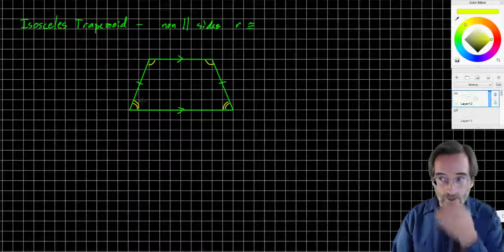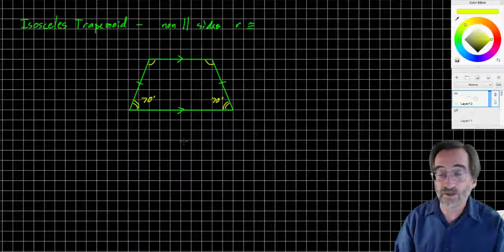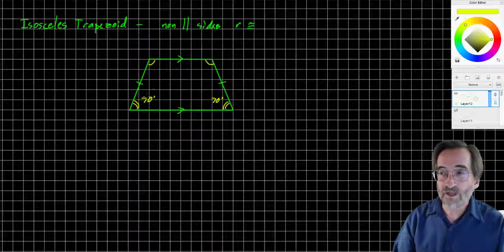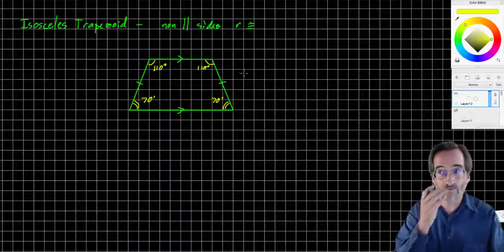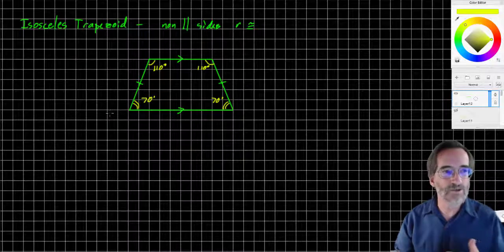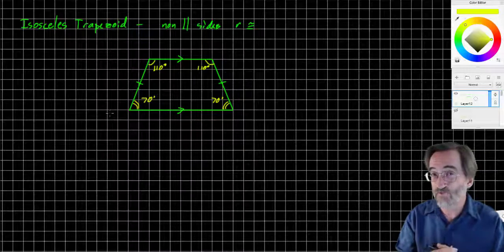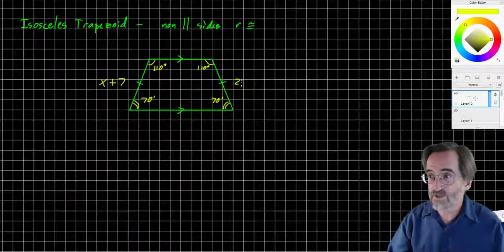So let's say angle 1 here is 70 degrees, right? Then that means this angle over here is also 70 degrees because base angles are the same. Consecutive interior angles are supplementary, so they add to 180. 180 minus 70 is 110. So these two angles are 110. So if I tell you I have an isosceles trapezoid and I tell you just one of the angles, you can tell me all of the other angles, right? And as you can imagine, this has the possibility of writing and solving equations, all right? And you're going to get some of those here. So for example, let's say this was x plus 7, and this is 2x minus 5.